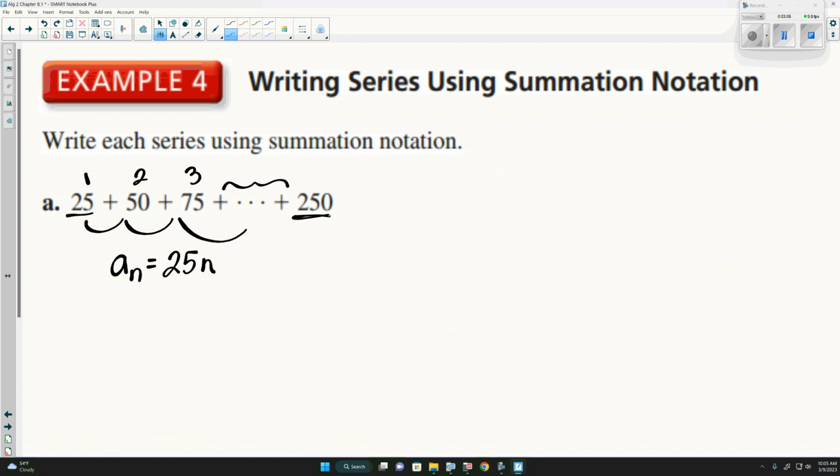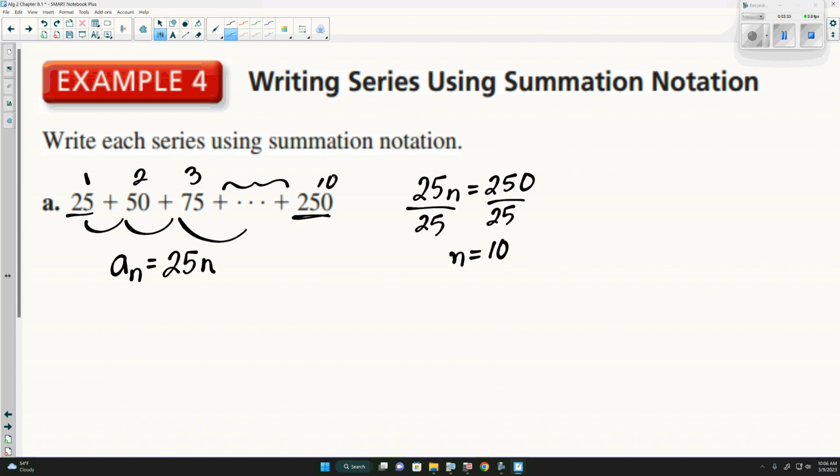So what term would be 250? What times 25 is 250? So we have the summation of the first 10 terms, yes?